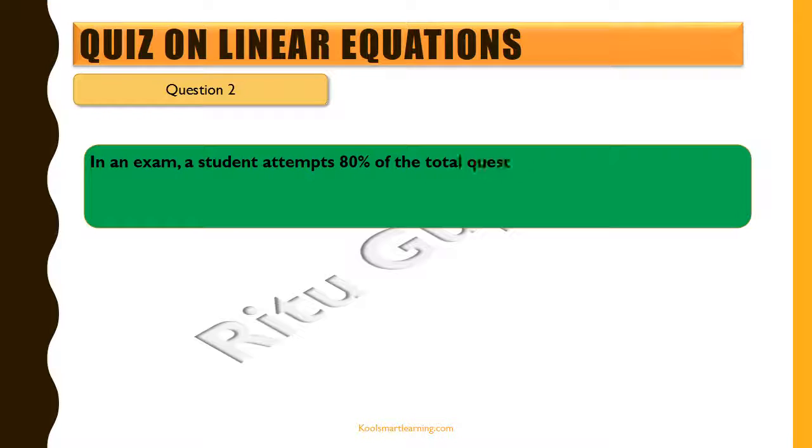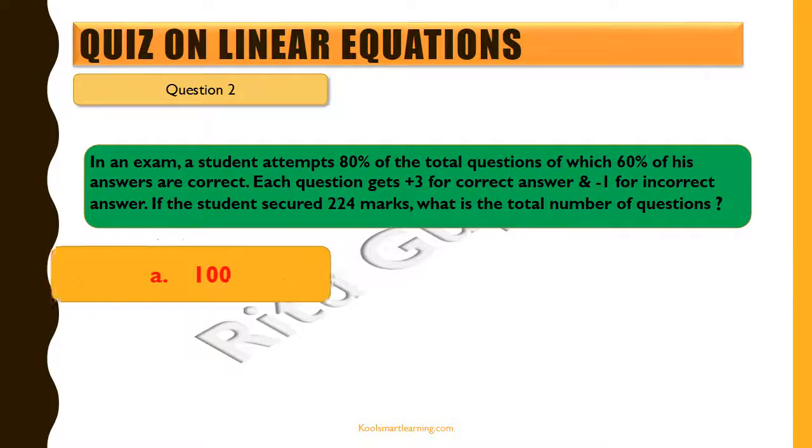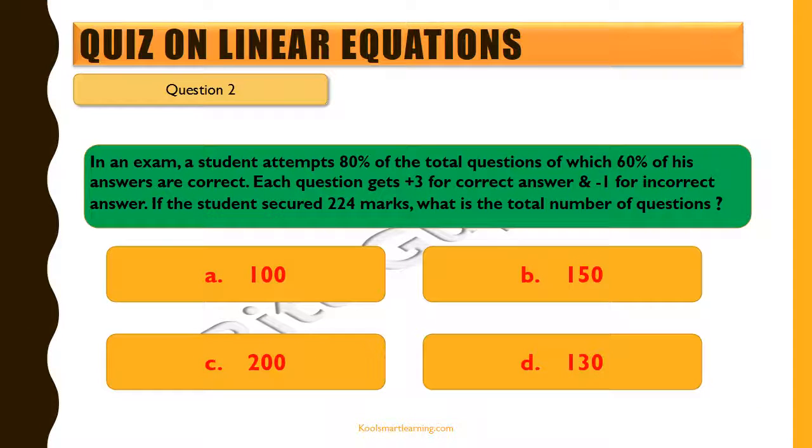Okay, the second question is, in an exam, a student attempts 80% of the total questions, of which 60% of his answers are correct. Each question gets plus 3 for correct answer and minus 1 for incorrect answer. If the student secured 224 marks, what is the total number of questions? So here what you have to do is, you have to again form a linear equation using all the information that is present here, and then try to find out the total number of questions which were there in the exam. The options are 100, 150, 200 and 130.